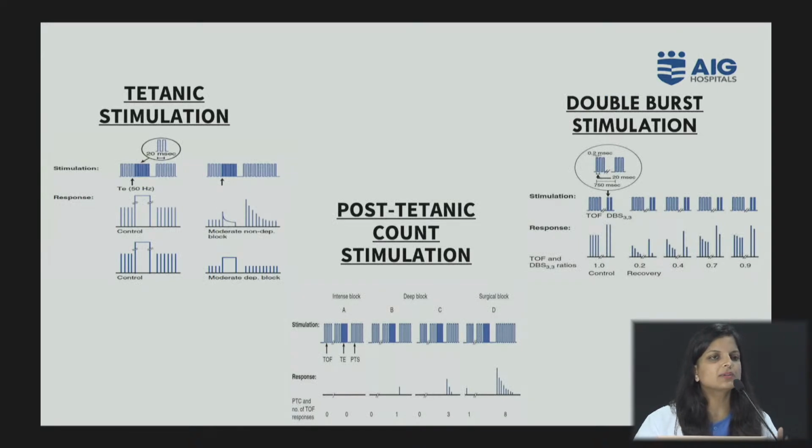Overall, I would just like to say these are not regularly used because of the painfulness, the pain that the patient faces. Second thing, here we can differentiate between the non-depolarizing and the depolarizing blockade. In the depolarizing, there is no fade, and in non-depolarizing, there is fade.